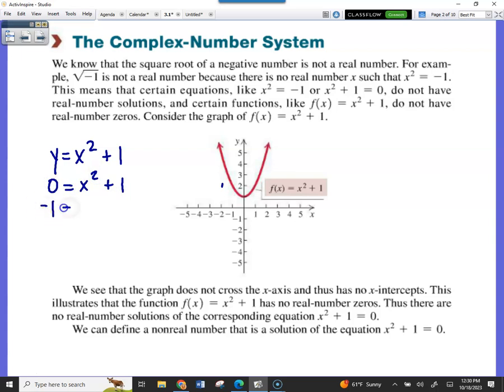So I'm going to subtract 1, and then how do I undo squared? I square root. So I'm going to square root both sides. And the square root of negative 1 could come from potentially positive square root negative 1 or negative square root negative 1.